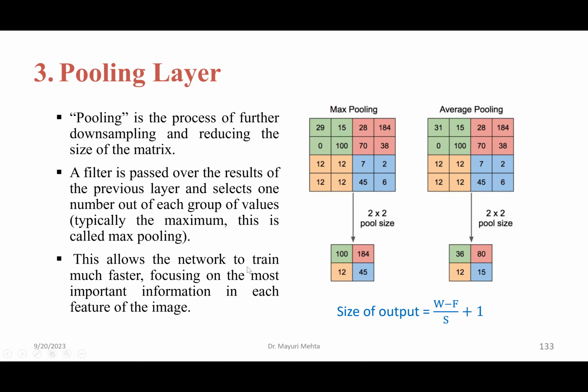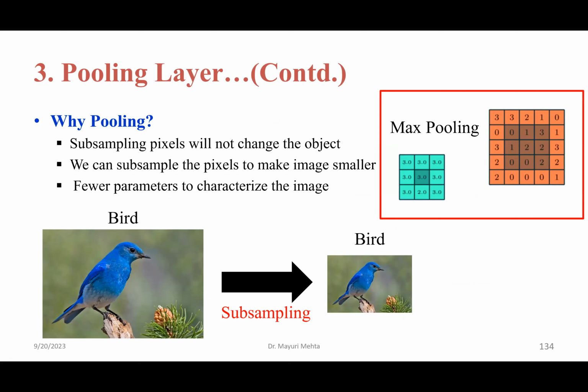You can see this allows the network to train much faster, focusing on the most important information in each feature. Which feature is the important one in this block? This one. So this helps us to focus on the most important feature, right? Similar to a convolutional layer, the pooling layer is responsible for reducing the spatial size of the convolutional feature. And this is to decrease the computational power required to process the data.